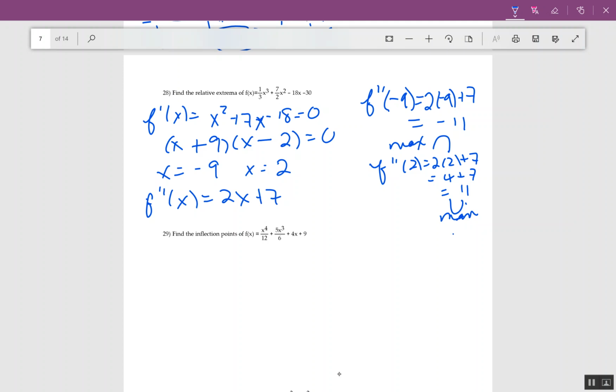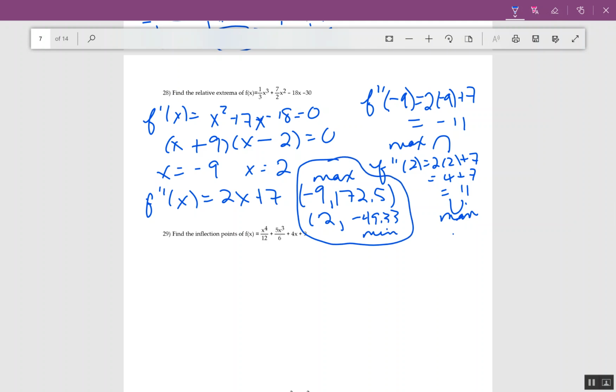So this tells me that negative 9, 172.5 was my max, and 2, negative 49.33 is my min. Let's kind of box that off so you can see it. Maybe take it off of there because now you can't see the next question.